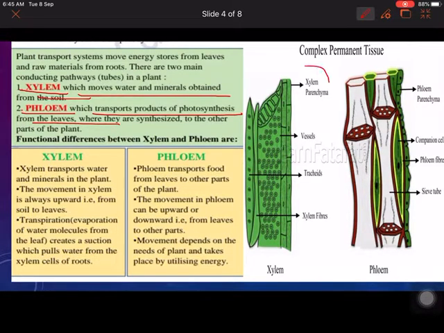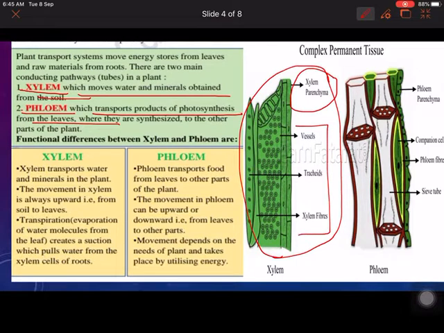There are four types of cells present in xylem. Out of these four types, only xylem parenchyma are living cells, the other three are dead cells. In phloem, out of four cells, only phloem fibers are dead and three are living. Xylem transports water and minerals and phloem transports food. Xylem requires no energy for this and phloem requires energy for the transportation. In xylem the movement is only in one direction, that is upward, while in phloem the movement can be upward, downward or in any direction. You have to remember these things, how this transportation is occurring.